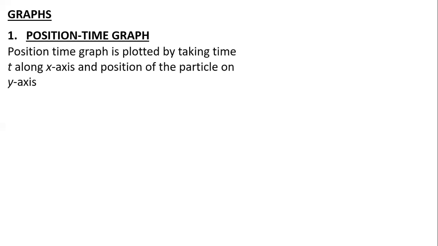The first graph which we'll need to learn is the position time graph. Position time graph is also referred to as your displacement time graph. Either you say position or you say displacement, both mean the same thing. When we draw a position time graph, we always plot time along the x-axis and the position of the particle with reference to the y-axis.